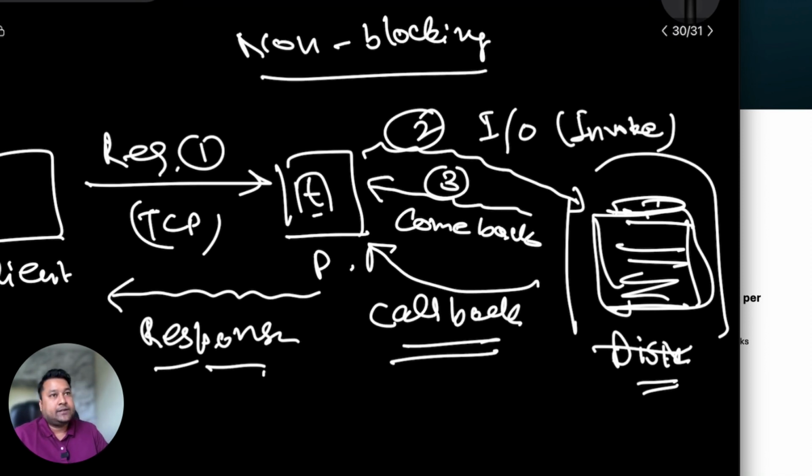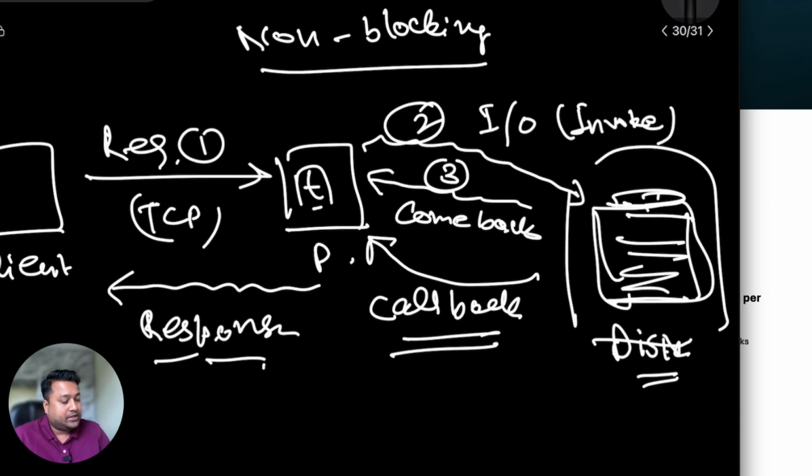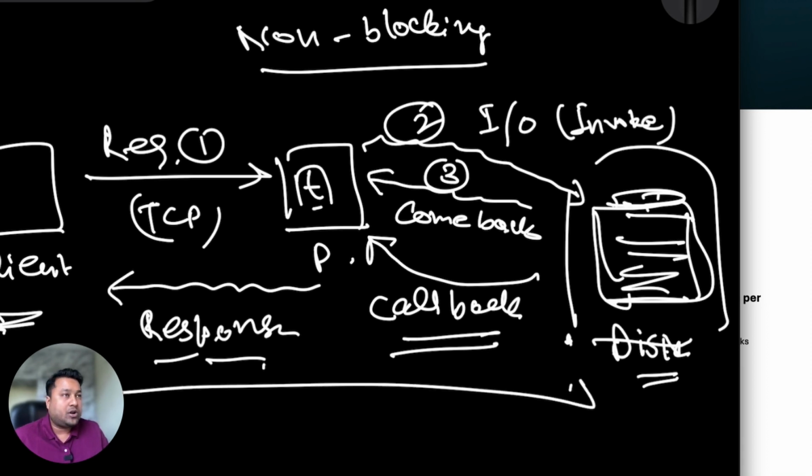What it's doing is it has taken the request, invoked that input output operation, and right then and there it came back. And then the moment this operation got completed, your operating system did a callback to your process and said, hey, this process is completed. Right then and there, this particular process picked up that callback response and processed it and sent it back to your client. So that's the non-blocking nature, right?